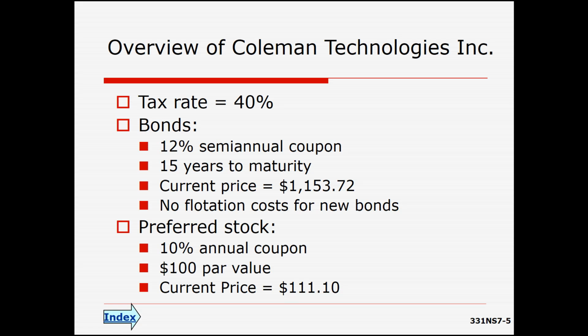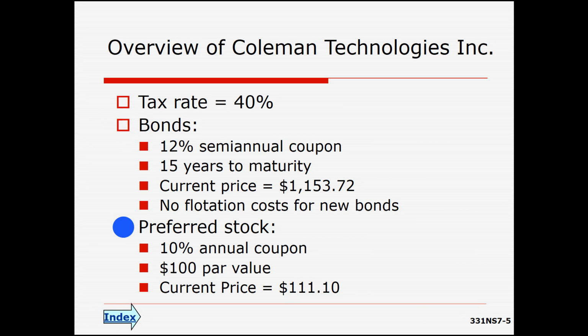Let's work through an example to see how all this works. Coleman Technologies has a 40% tax rate. They have bonds outstanding with a 12% coupon paid semi-annually and 15 years to maturity. They currently sell for $1,153.72. We're going to ignore flotation costs for new debt.